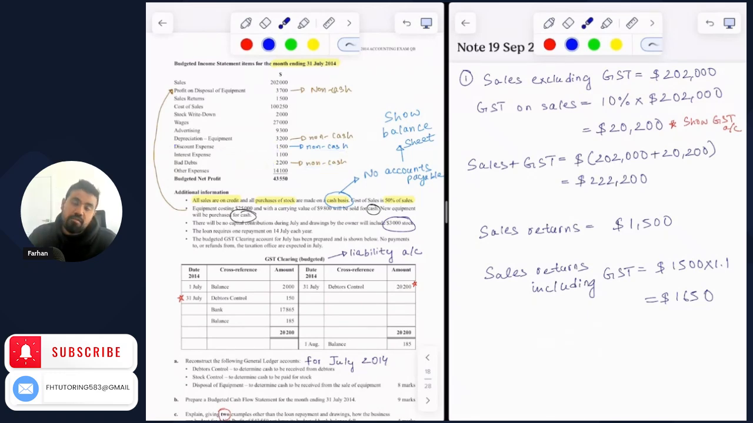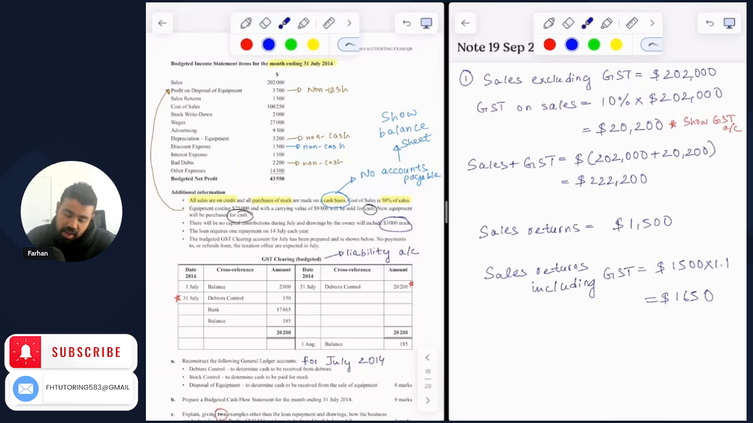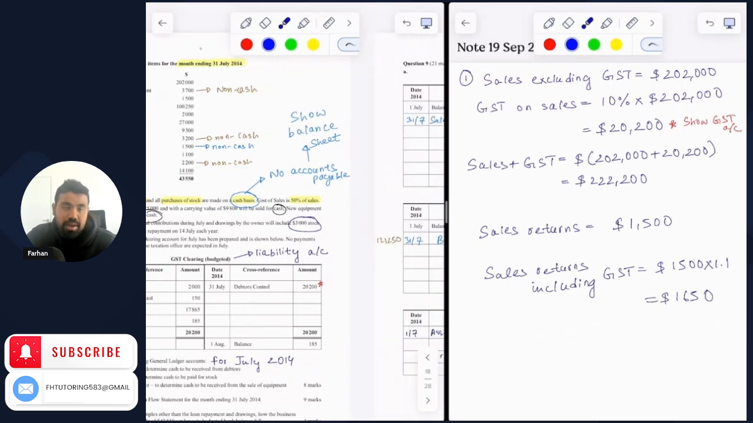So when these people have confirmed that they cannot make the payment, the asset is going down because we're not collecting the cash anyway. So when the asset goes down, we need to show it within the credit side, and that is why within the credit side, you're showing bad debts.